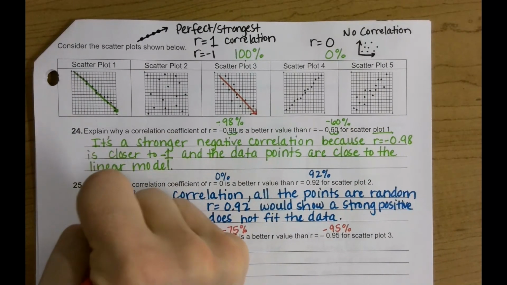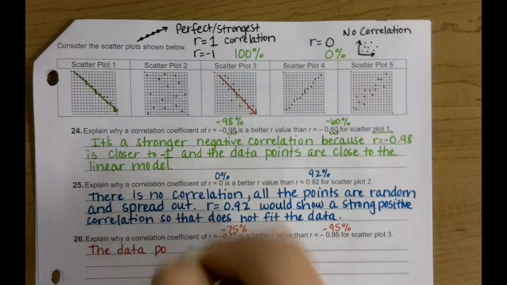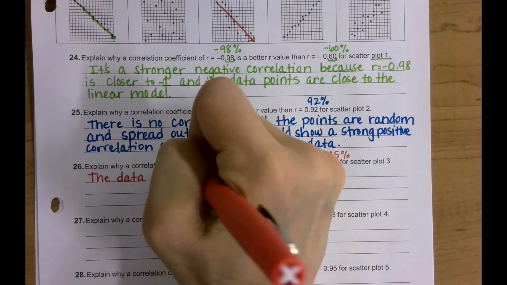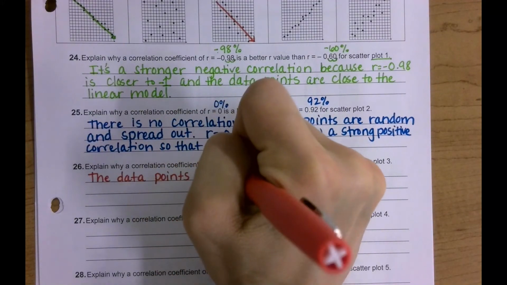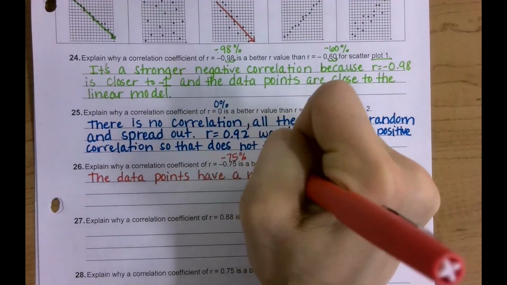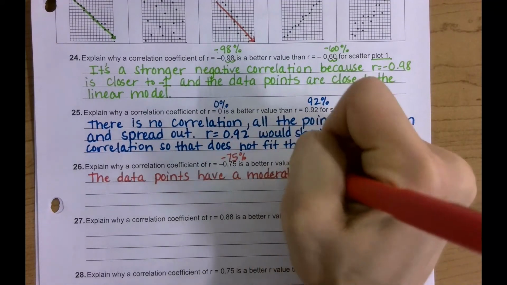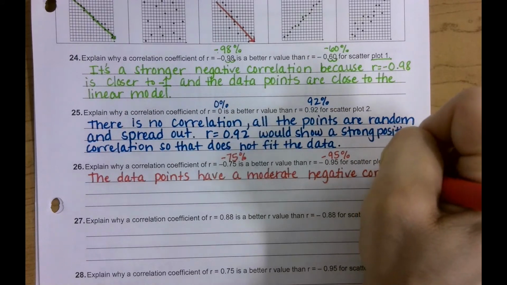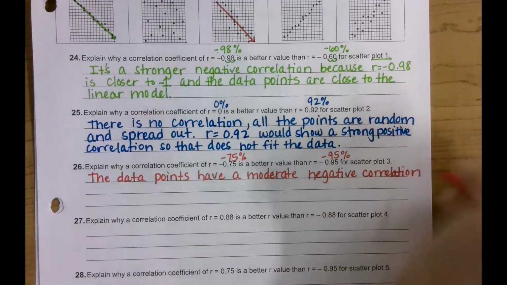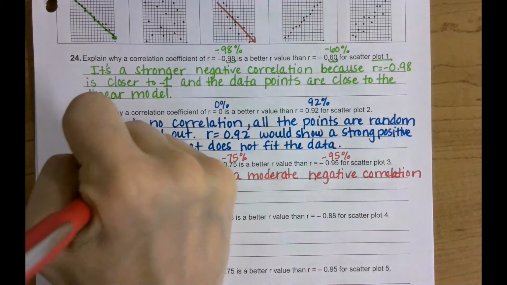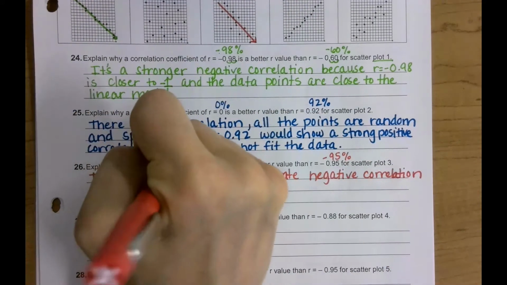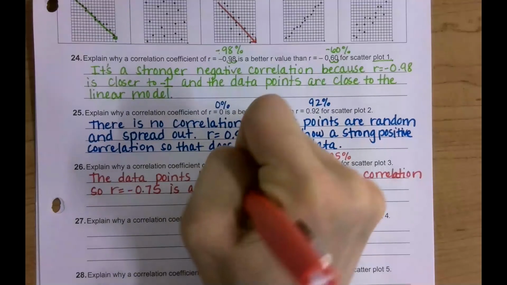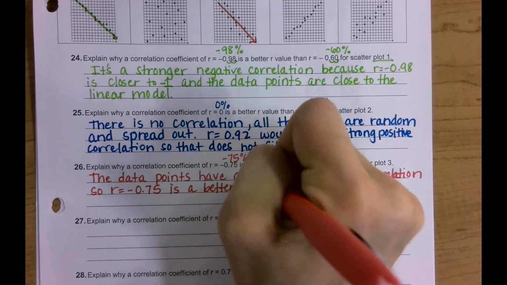The data points have a moderate negative correlation. So r equals negative 0.75 is a better representation.